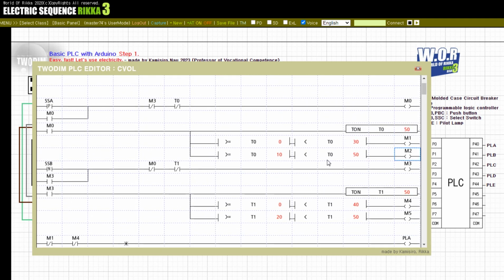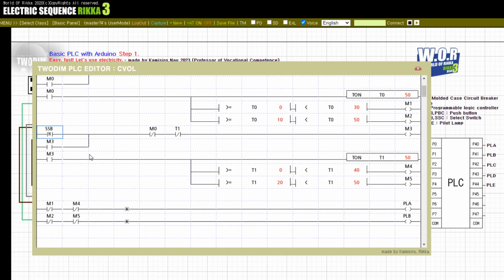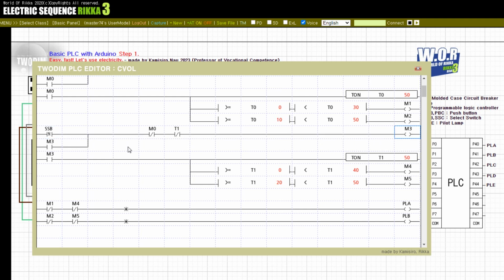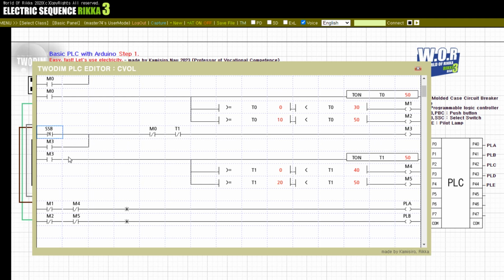Now, let's take a look at the operation configuration by the selector switch SSB. It is connected to the internal relay M3 by the negative contact of the selector switch SSB and becomes self-maintained by M3. Here, the self-maintaining state can also be cancelled by the internal relay M0 and the B contact of the timer T1. Negative contact is a contact that operates by one pulse signal when returning after input.